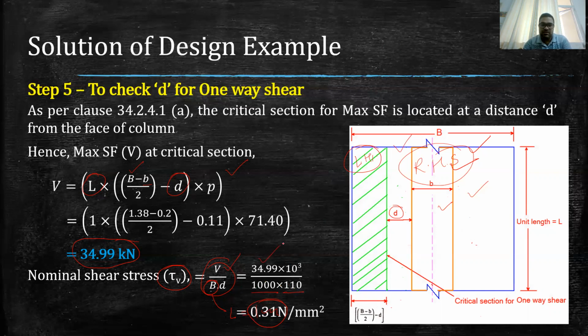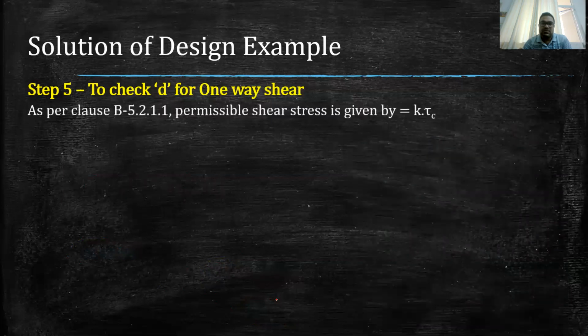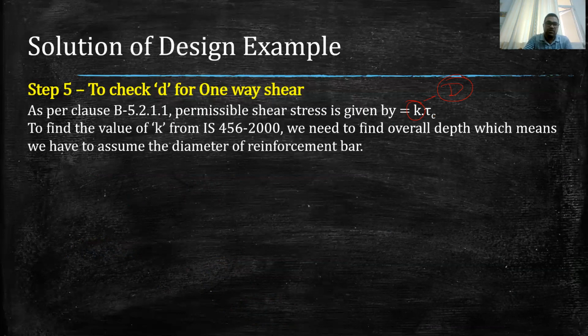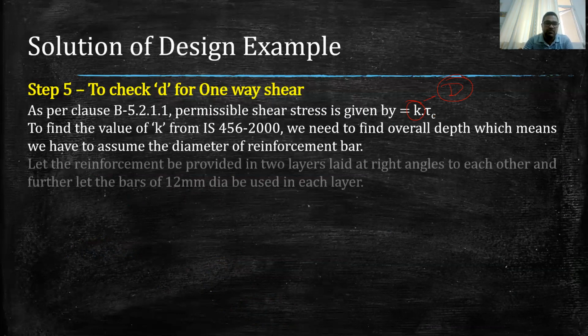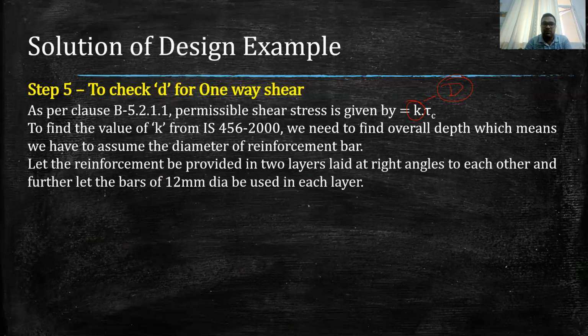So solving this, we get the tau V value as 0.31 Newton per mm square. So that is the nominal shear stress. Now we will find out the product K into tau C. First we will try to find out K, and this K value depends on the overall depth of the footing. So therefore, first we need to assume the clear cover, and we need to assume the dia of reinforcement so that we can work out the overall depth of the footing, because in step 4 we have calculated the effective depth. So here we have to find out overall depth.